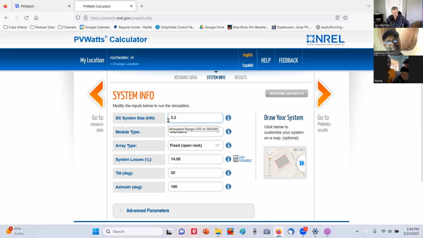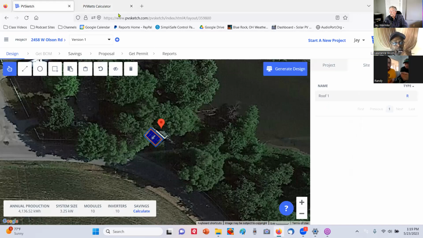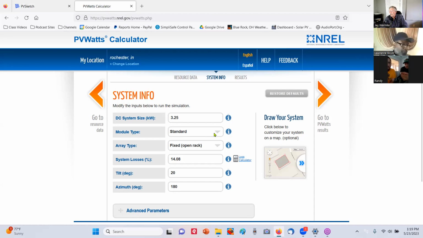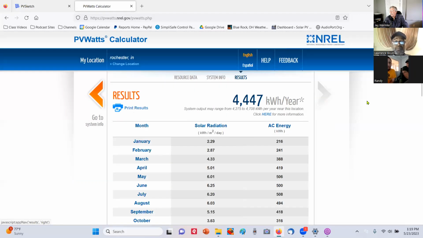Well, let's see what it would do based on that, because we're not going to prejudge where we are. We're just going to say, all right, this is what the system would do. I'm putting in the system size because we're saying it's going to be about a 3.25 kW system. Putting in standard module, fixed roof, I'm going to say about a 7% loss. We knew this is 222 azimuth. The tilt we left at 20.